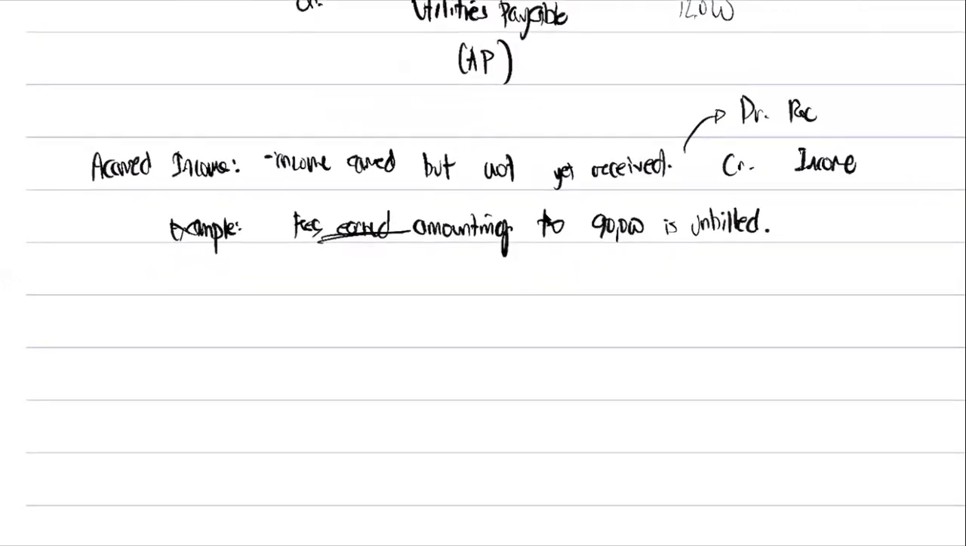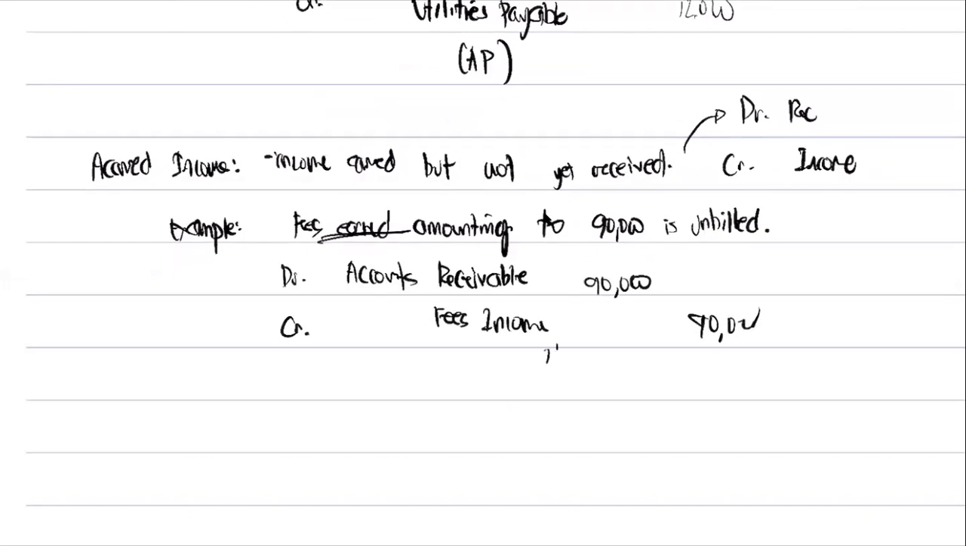So our entry here is debit to accounts receivable and a credit to your fees income, 90,000. Take note guys regarding your account titles. Whatever account titles you use, so long as it is appropriate for the transaction. And in case guys, there is a chart of accounts, again, follow the chart of accounts.